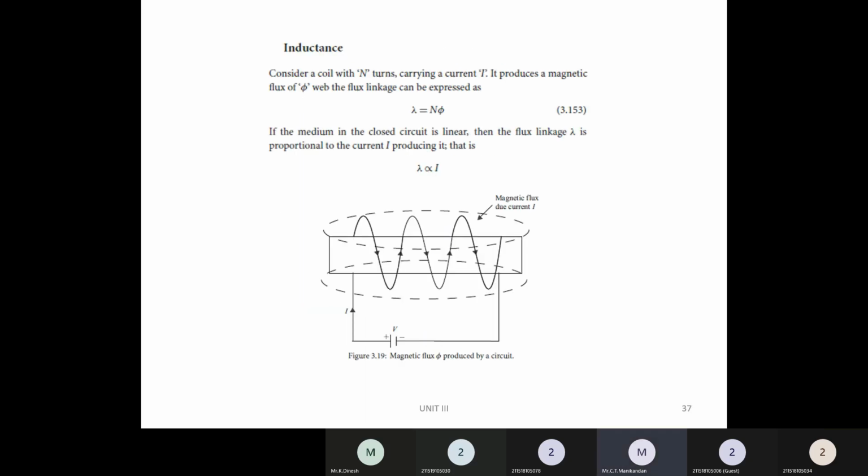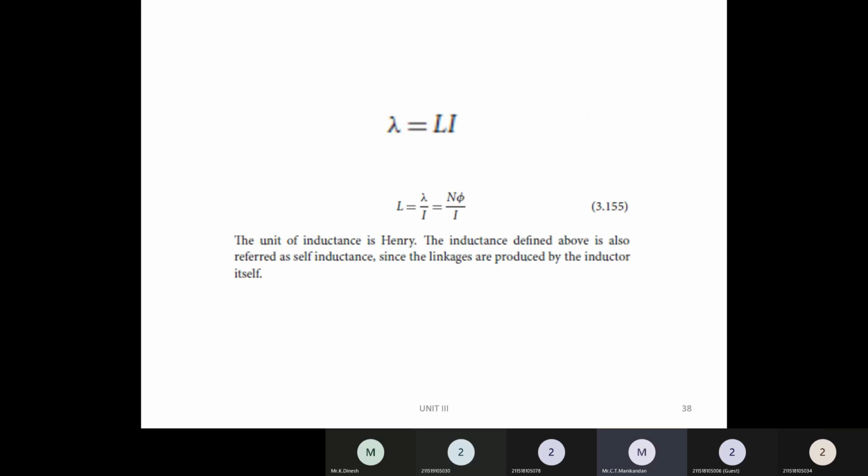Next, we move on to the inductance part. You know the relation between inductance and flux linkages: L equals lambda by I. Lambda is called the flux linkages, and lambda is equal to N phi, the product of number of turns and flux. The unit of inductance is Henry. So simply we can say inductance is the ratio of flux linkages to current. This inductance we call self-inductance.